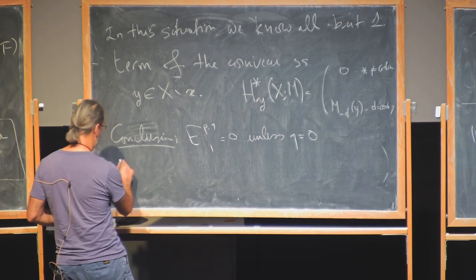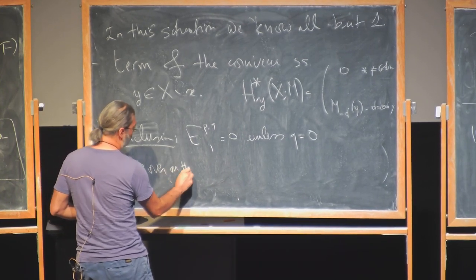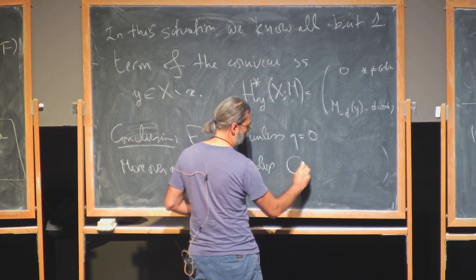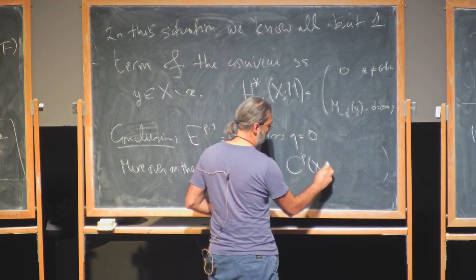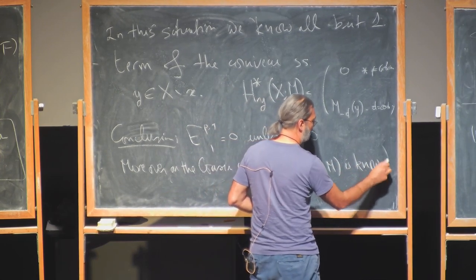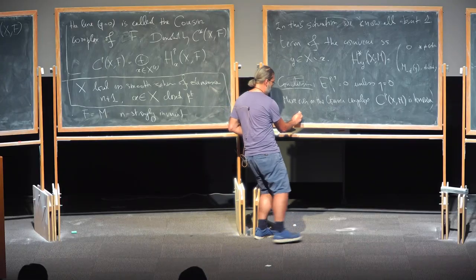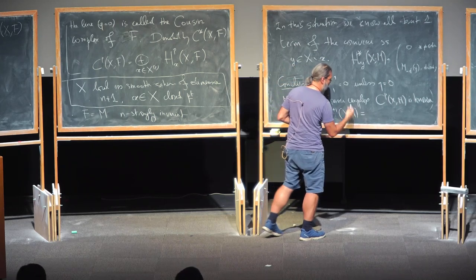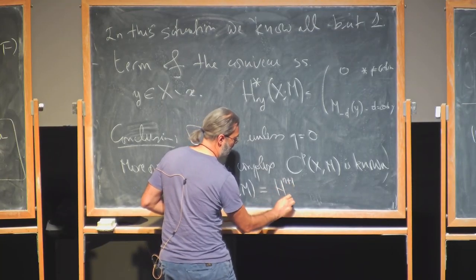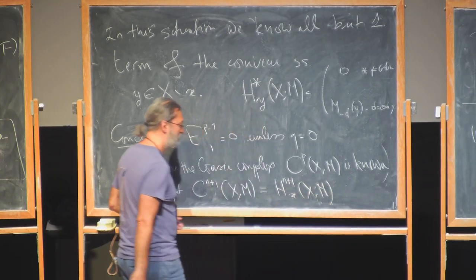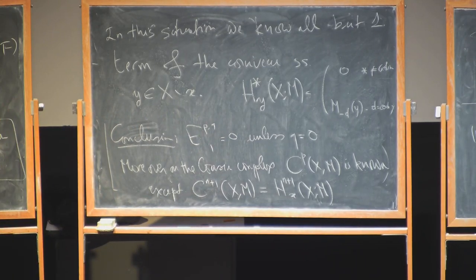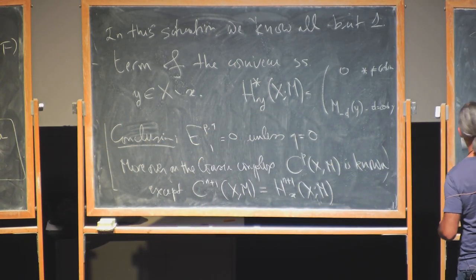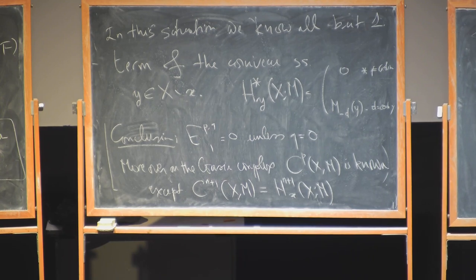Moreover, on the Cousin complex, C^p(X, M) is known. And by this, I mean I can write a nice formula for it, except the last one, which is C^{n+1}, which is given by just the local cohomology of X, this thing that we don't know yet. And as a consequence of this conclusion and the fact that the spectral sequence computes the cohomology of X, we deduce that the Cousin complex actually computes the cohomology of X.